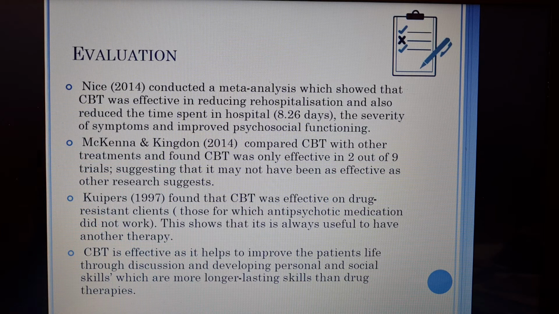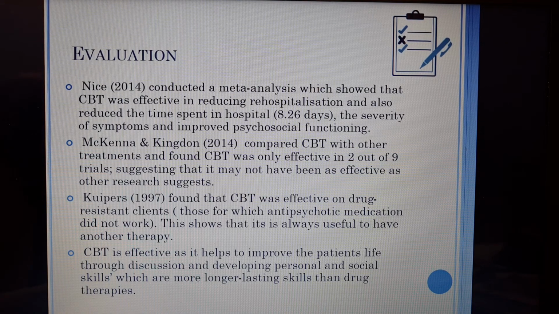Another study, McKenna and King 2014, looked at CBT and compared it with some of the other treatment programs for schizophrenia, and they found CBT was only effective in 2 out of 9 trials. So what this suggests is that it may not be as effective as some of the other research suggests, and there will obviously be other therapies that are more effective. In 1997, Kippers found CBT was effective on drug-resistant clients, so those clients for which antipsychotic medication did not work. Those clients did find CBT to be more beneficial for them. Again, what this shows is that it's useful to have another therapy alongside, either cognitive therapy or drug therapy.